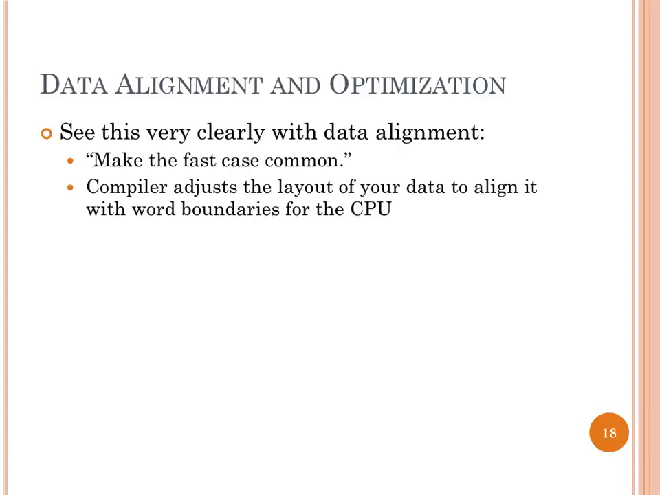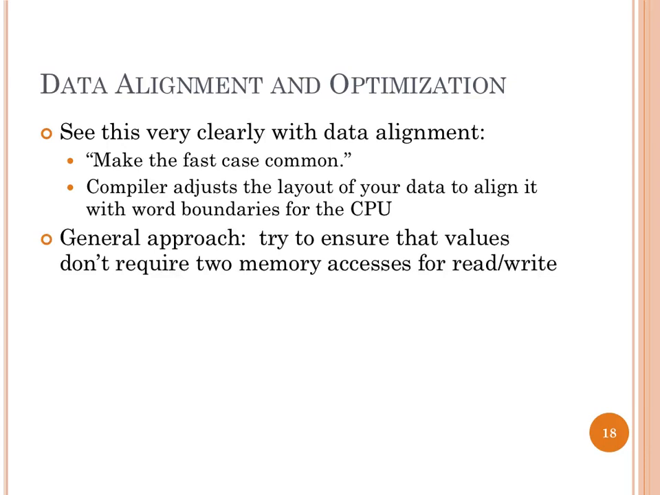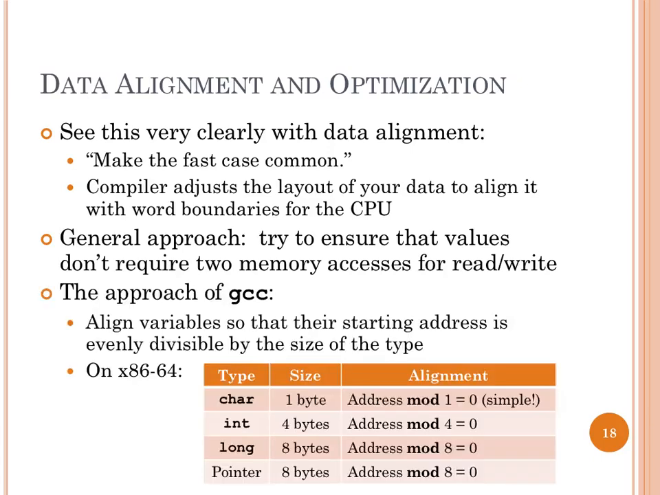Data alignment. Make the fast case common. Remember, when we access memory, we're on a 64-bit processor. So I read memory in 8-byte chunks, and the 8-byte chunks are aligned on 8-byte boundaries. Big shock, but that's how the hardware is designed. So the compiler will adjust your program, whether you know this or not, to use memory as efficiently as possible. Okay? We want to try to avoid having two accesses to read or write a value. So this is what GCC does.